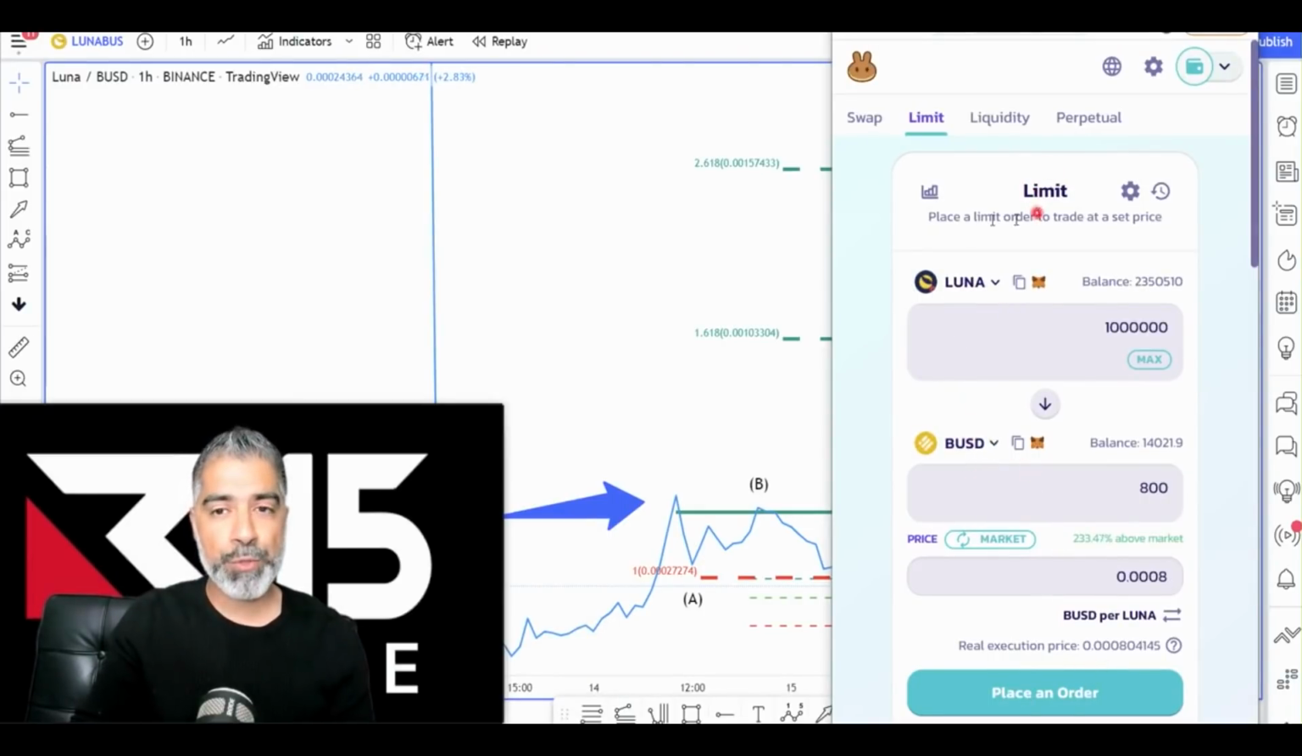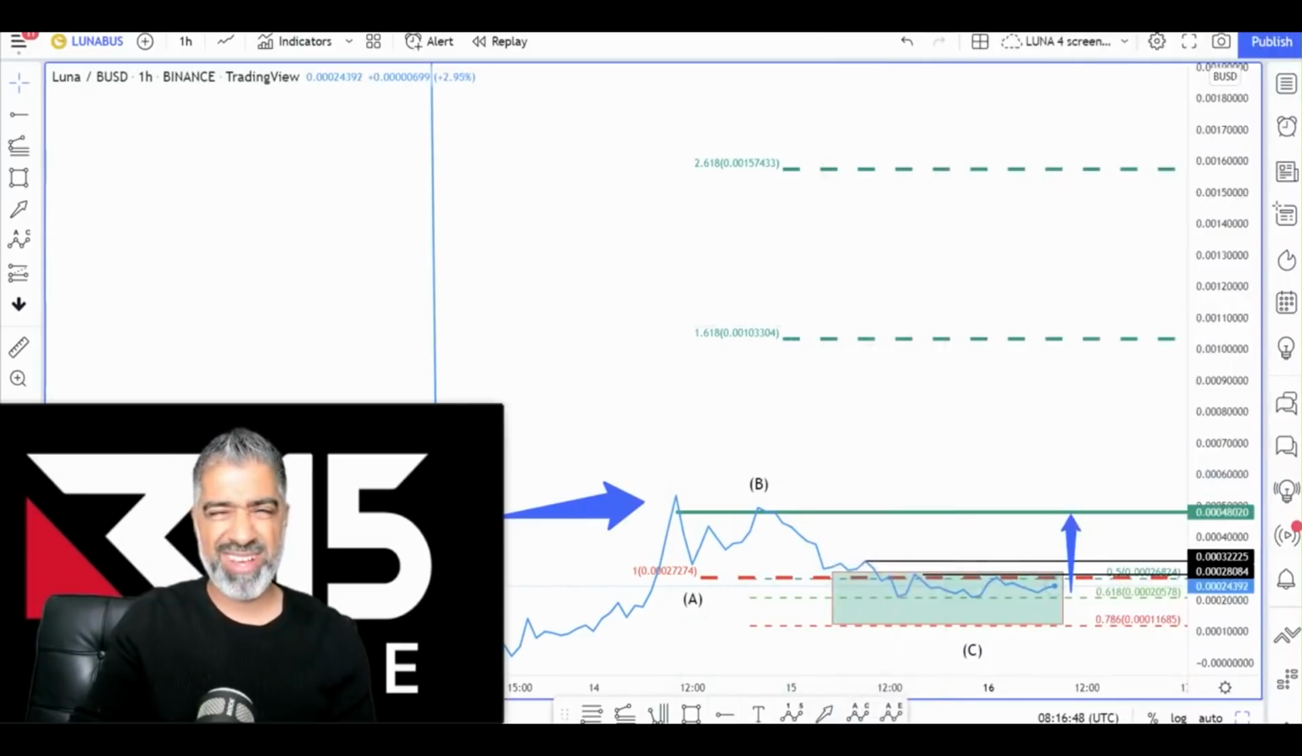It's a very, very powerful tool that you can use just to set your orders in advance so you don't have to watch the market, which can be quite a nuisance.